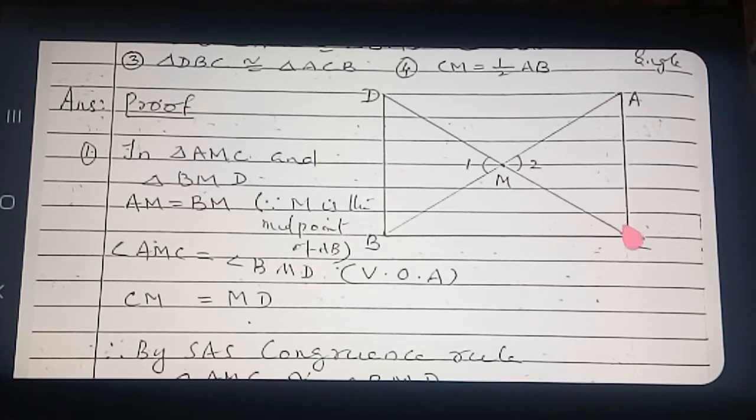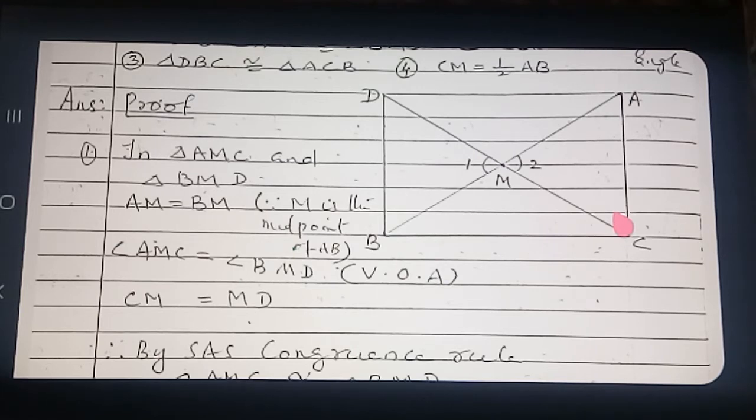Alternate angles formed by this transversal DC. Yes or no? See here, upside, downside, and on opposite sides of the transversal. Therefore, what type of angle? Angle D and angle C, we already got that these two angles are equal. But what type of angles are they? They are alternate angles.